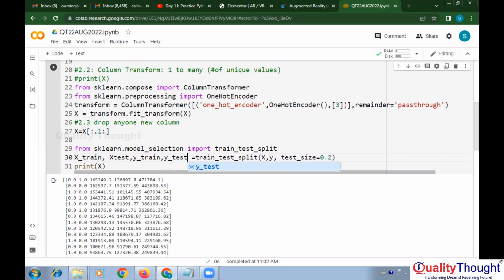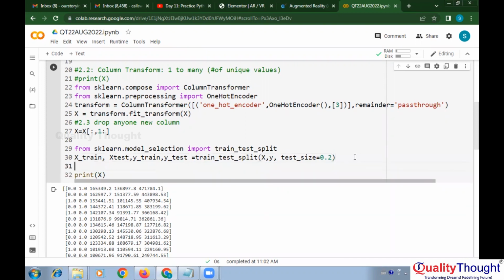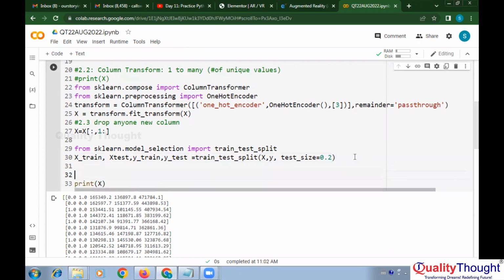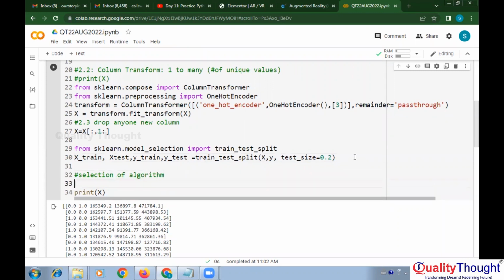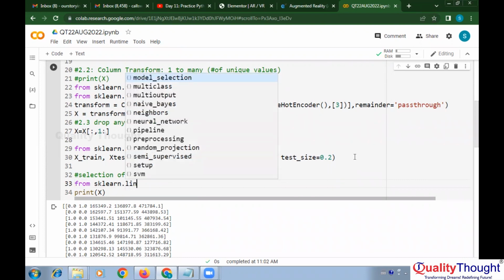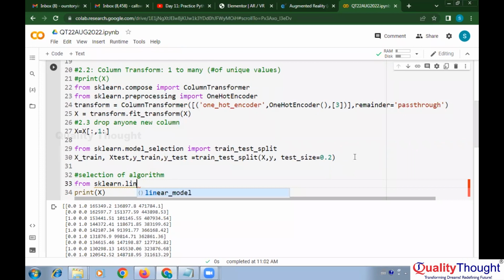Now you decide which model to run. I'm going to run multiple regression. I'm not going to talk about the algorithm today; we'll talk about it tomorrow. So, selection of algorithm: by now we know we have to run regression, but we don't know which model in regression. So I'm going to call our first model, from sklearn.linear_model. Linear_model has all the linear models, and one of them is called LinearRegression.